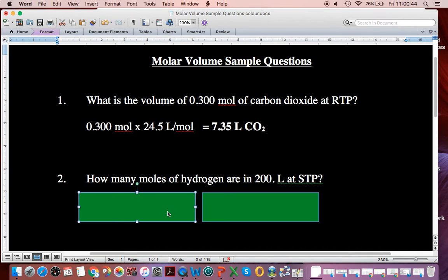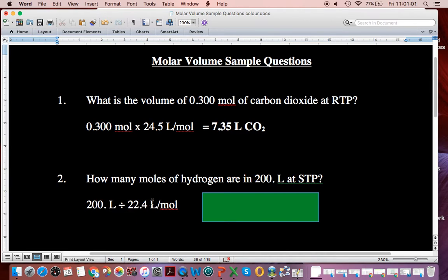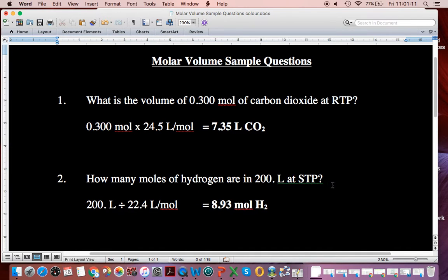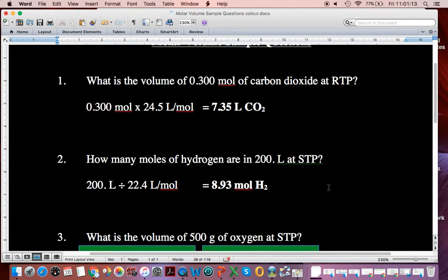Next question says how many moles of hydrogen are in 200 liters at STP? Well, the STP tells me I'm using 22.4 liters per mole. But in this case, I'm going from volume to moles, so I'm going to be dividing. So I take my 200 liters, I divide by 22.4 liters per mole, estimate, and I see if it was 200 divided by 20, it'd be 10. So it has to be a number slightly smaller than 10. And it is 8.93 moles of hydrogen.